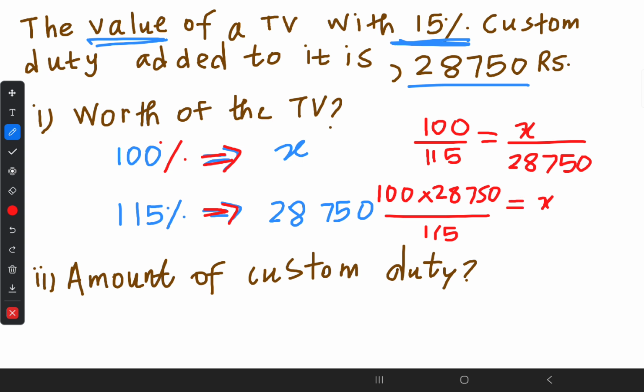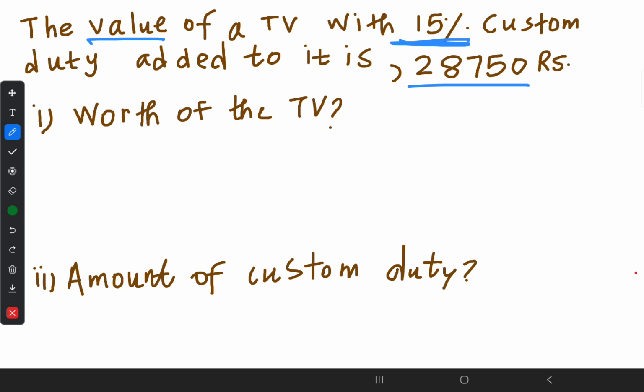After simplification, we get x as 25,000 rupees. So this is the original worth of the TV. It is 25,000 rupees. You can use this ratio method. If not, you can use another method as well. Take a note of this one, then I'll explain the next method.